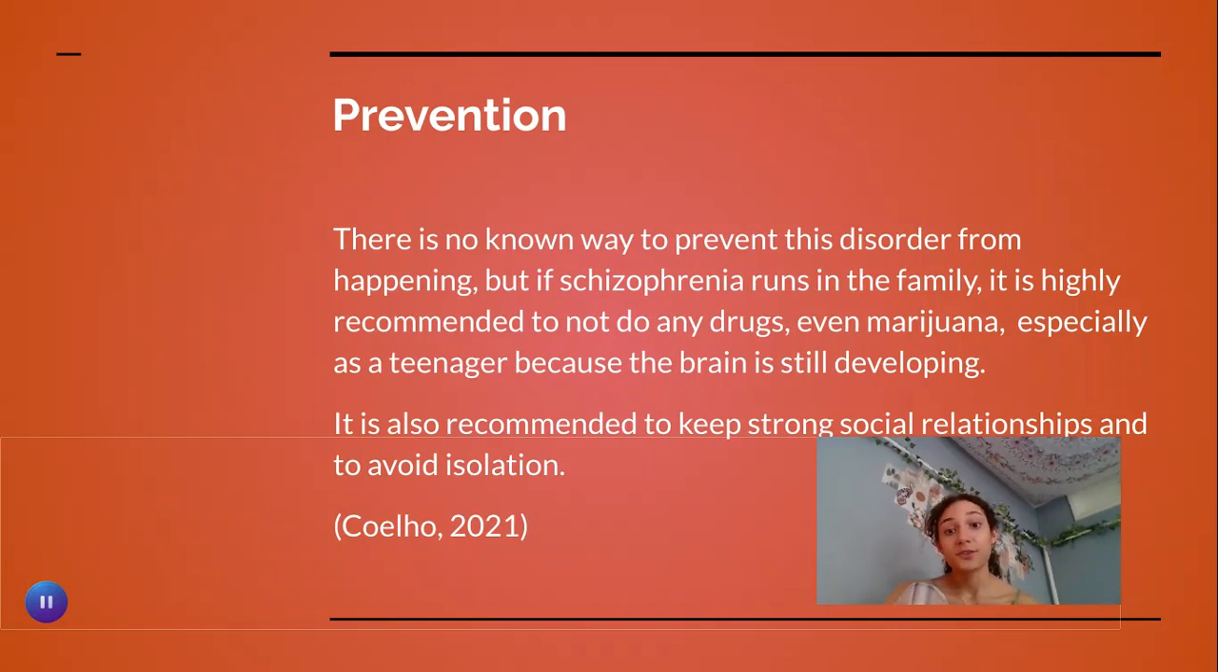To prevent this disorder, there's no way to prevent schizophrenia from happening, but if schizophrenia runs in the family, it is highly recommended not to do any drugs, even marijuana, especially as a teenager because the brain is still developing. Drugs and alcohol can't cause schizophrenia, but they can trigger the onset of schizophrenia. It is also recommended to keep strong social relationships and avoid isolation because being isolated and alone can also trigger the onset of schizophrenia.